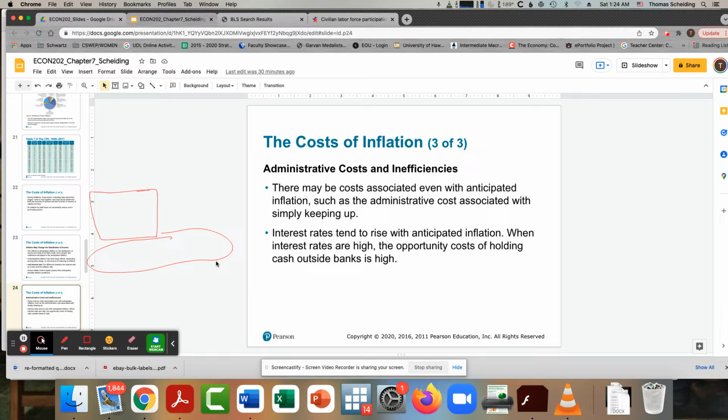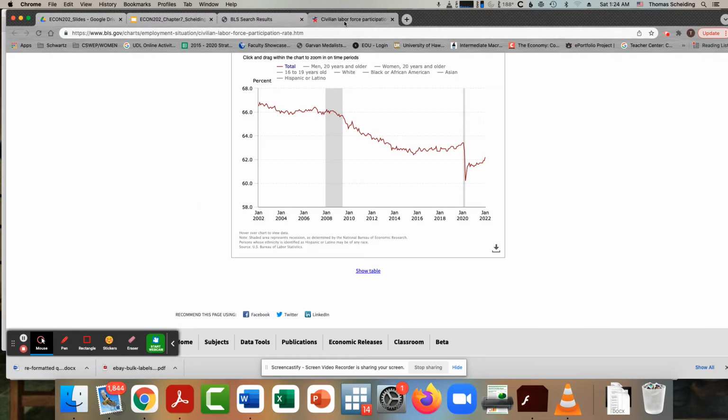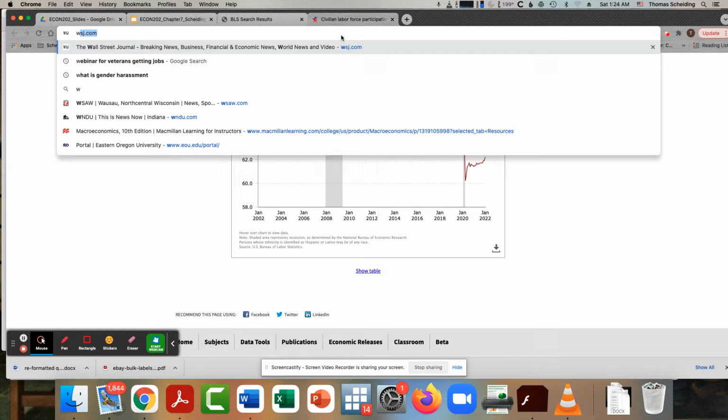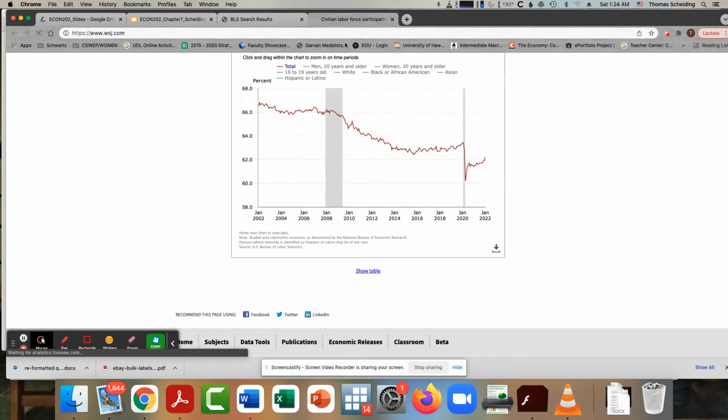Okay, so the other problem with inflation is what we could call menu costs. It's an old-fashioned term from when menus were printed with prices on them, but there are certain administrative costs and inefficiencies that come from doing this. There's actually a really cool Wall Street Journal article from today.